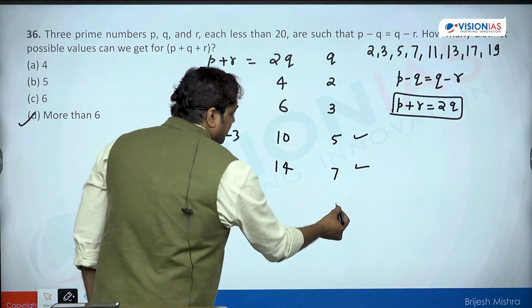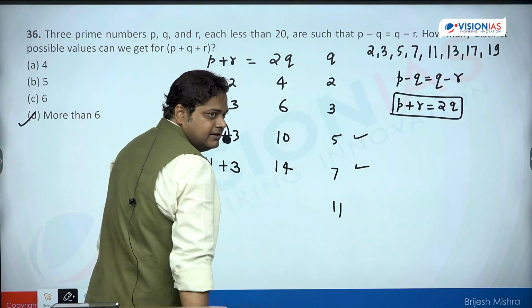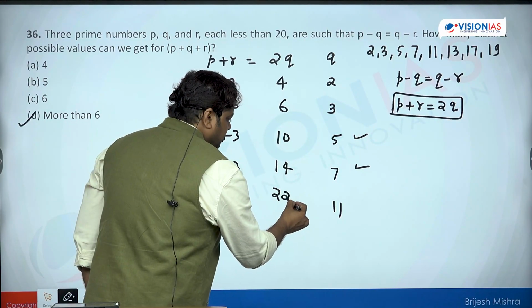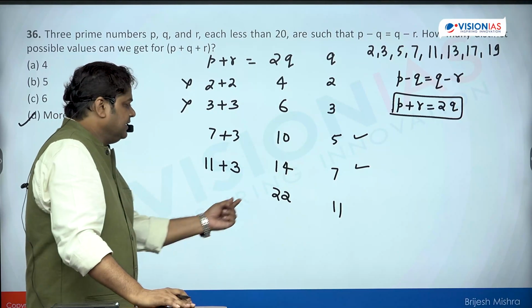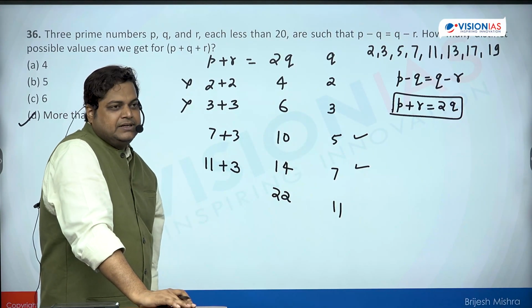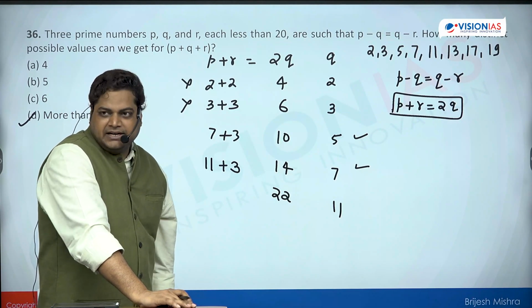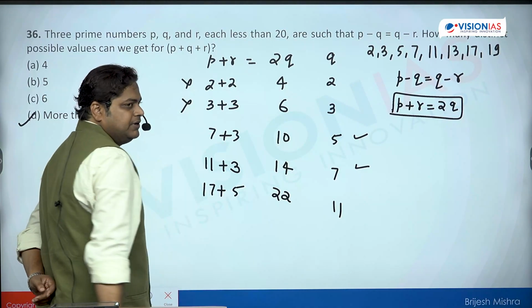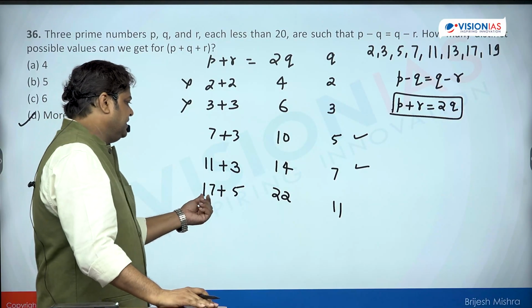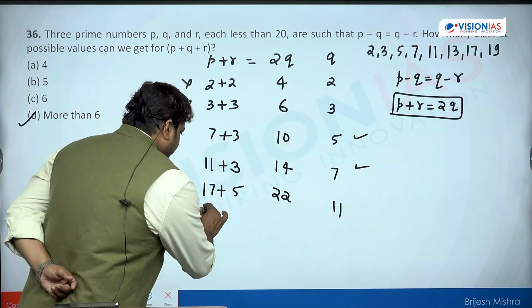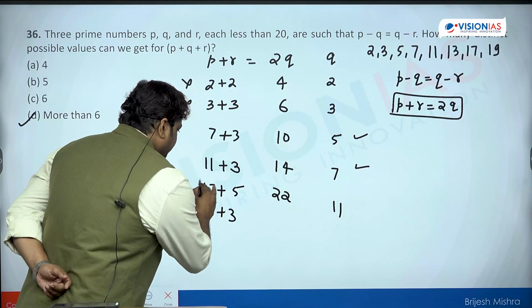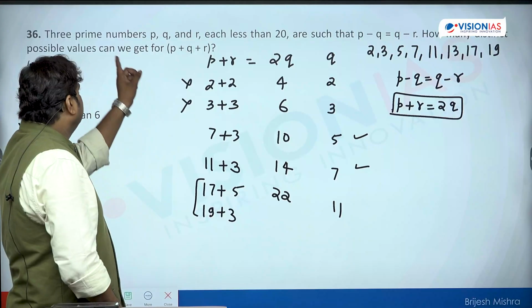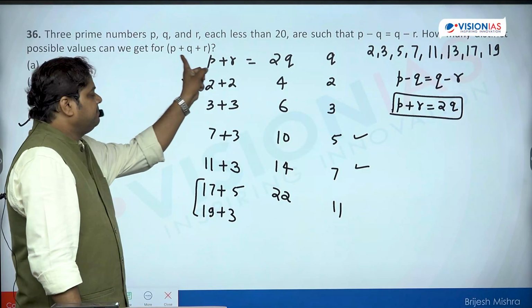Then after 7 we can take 11. It is what? 2Q, 22. Then how we can get 22? 17 plus 5. We can take 17 plus 5, 22. And also we can get 19 plus 3. But basically they are asking how many possible values we can get for P plus Q plus R.